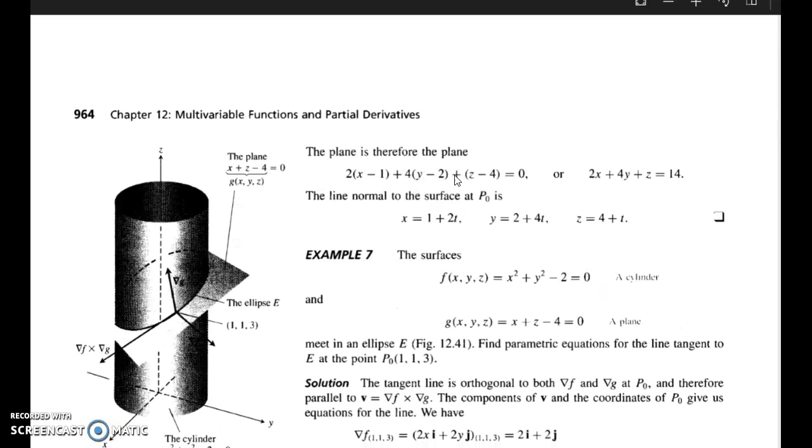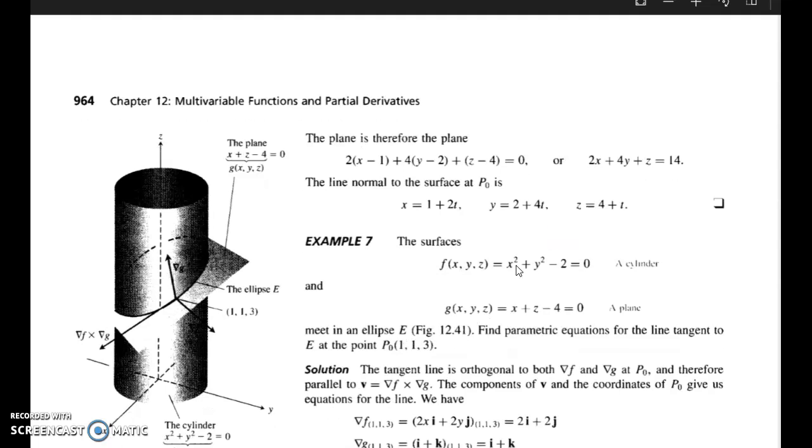So the plane is 2 into x minus 1 plus 4 into y minus 2 plus z minus 4 equal to 0, that is 2x plus 4y plus z equal to 14. And the equation for the normal line is given by x equal to 1 plus 2t, y equal to 2 plus 4t, z equal to 4 plus t.